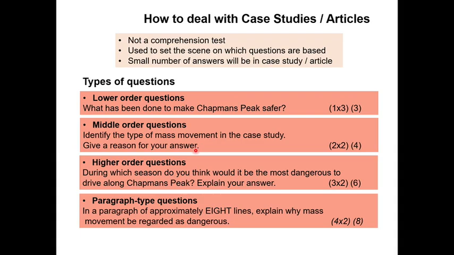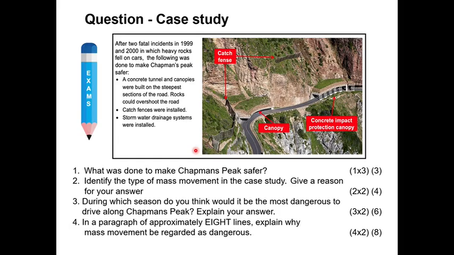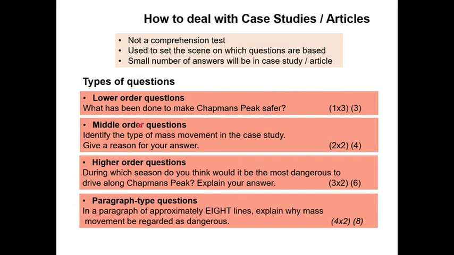Now, nowhere in the case study is it mentioned what type of mass movement it is. In other words, the name is not written there. But there are a lot of clues. It's talking about heavy rocks. So immediately you must know, okay, this has to do with rock falls. So that would be your middle order question. Here, there was a slight possibility you had to use the case study to get the answer.